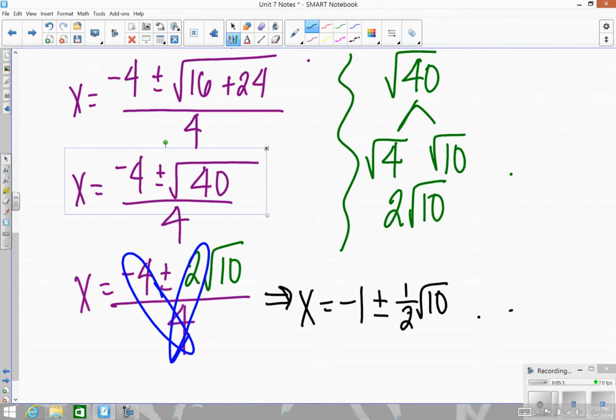Radical 10. So that's it. So that would be how to simplify. So let's look at another example.